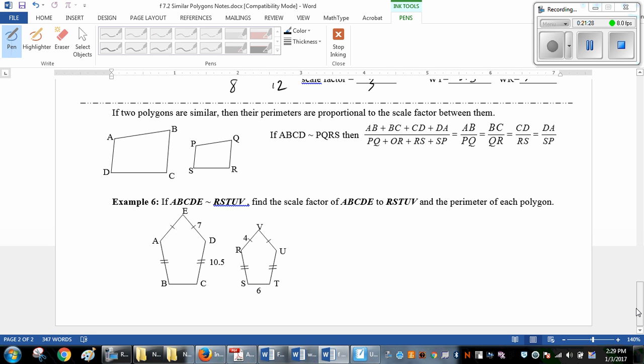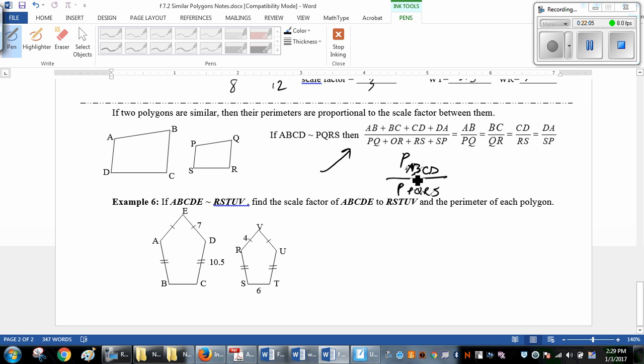All right. Now it looks like we got a whole bunch of stuff going on here. Let's see if we can figure it out. If two polygons are similar, then the perimeters are proportional to the scale factor between them. So the same idea with sides applies to perimeters, okay? So all this mess up here is just adding up the sides. That's how you find the perimeter. So really, this is the perimeter of ABCD over the perimeter of PQRS. I don't know what happened to my B there. There we go. All right, that's what that's saying.